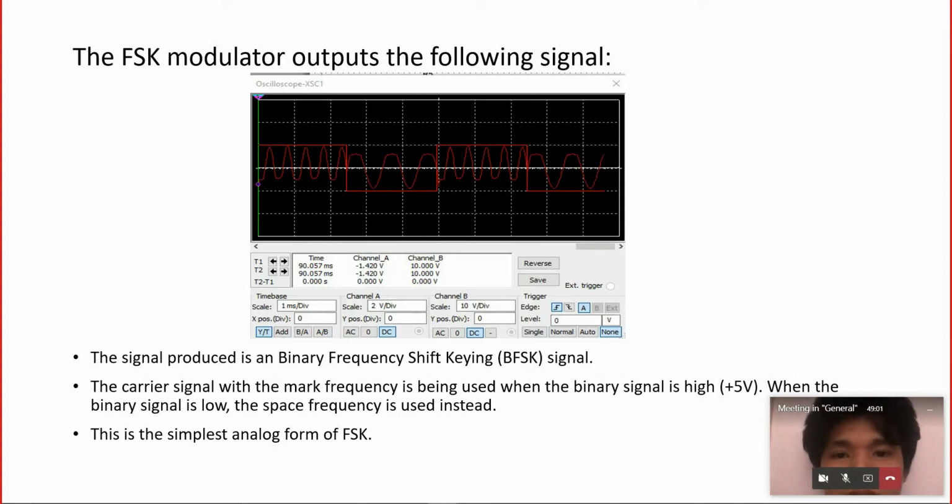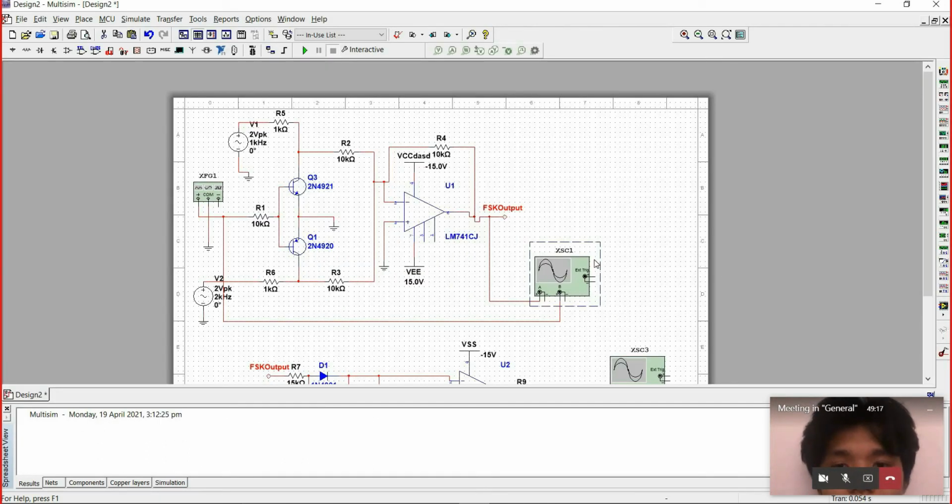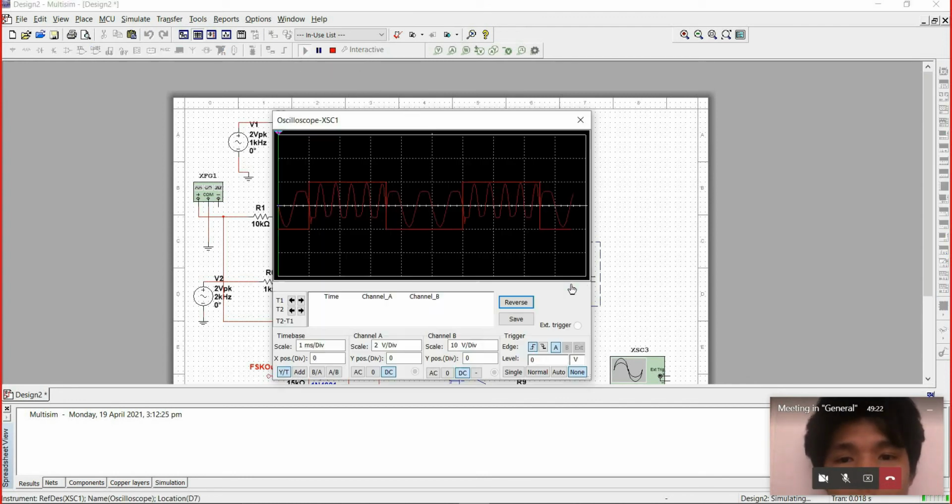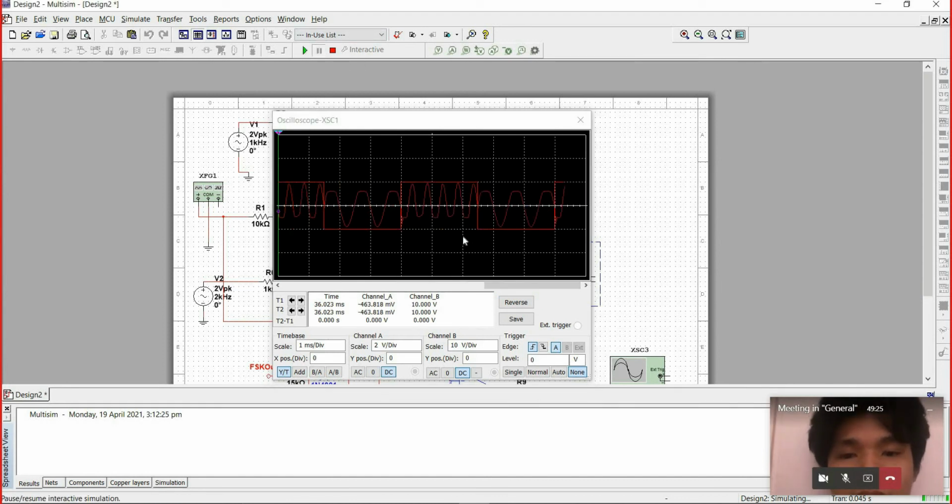Next slide. The FSK modulator outputs the following signal. Ganyan yung output ng modulated FSK. The signal produced is binary frequency shift keying signal. Below is the circuit of the modulated FSK. And that will be the result. Yung signal na may mark frequency, yung lilitaw na output pag yung input binary is high. Pag low naman, yung space frequency yung lilitaw.